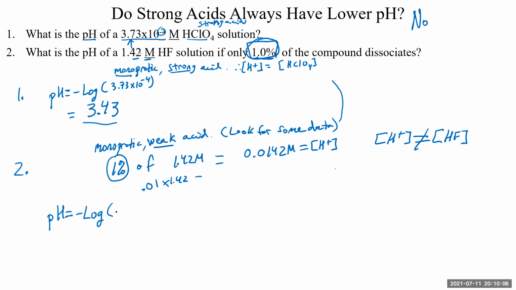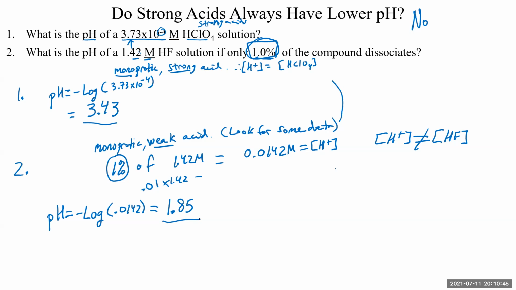So negative log of 0.0142. pH, by the way, has no unit. So it doesn't matter if you put molarity in there or not. Once you do the pH calculation, there is no unit for it. So negative log of that gets me 1.85. Again, I'm rounding. It's 1.8477116, blah, blah, blah. I'm just putting 1.85. Don't worry about sig figs and rounding with logs. There are rules for it, but they don't really interest us. We're not going to deal with logarithm sig fig rules.